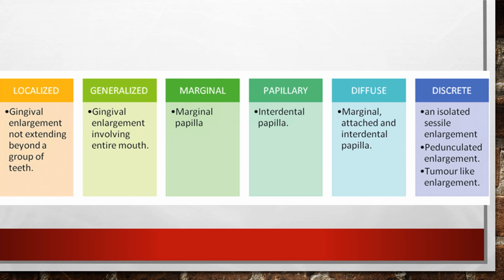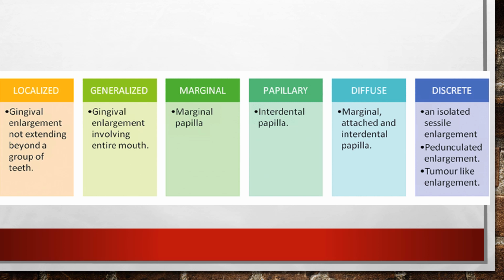It is divided into localized, generalized, marginal, papillary, diffuse and discrete. What is localized? As the name indicates, it is confined to a single tooth or a group of teeth. Whereas generalized involves the gingiva throughout the mouth. Marginal is confined only to the marginal gingiva. And papillary involves only the interdental papilla.